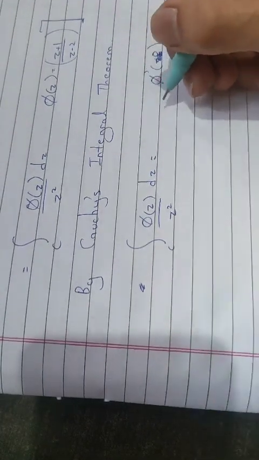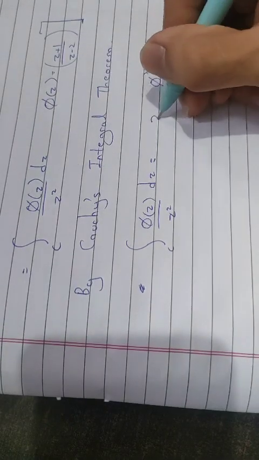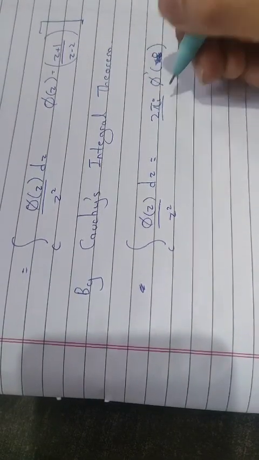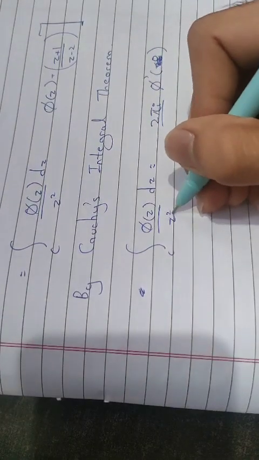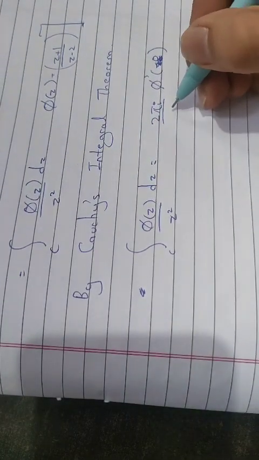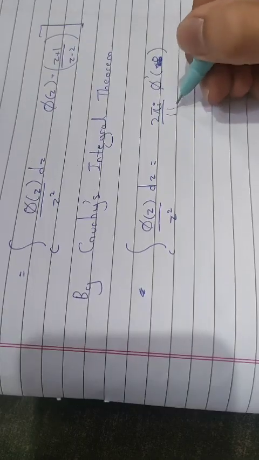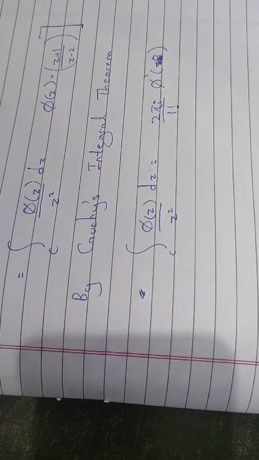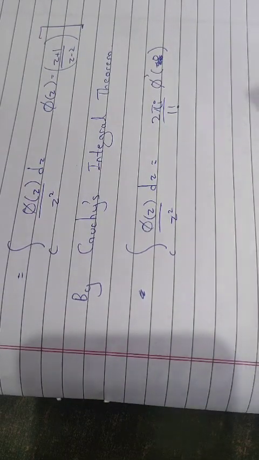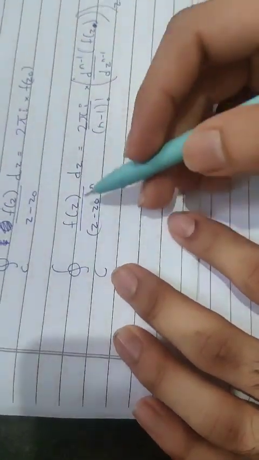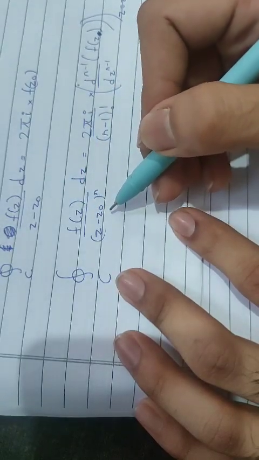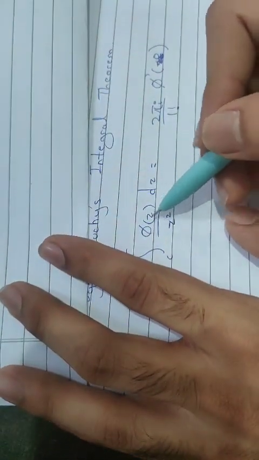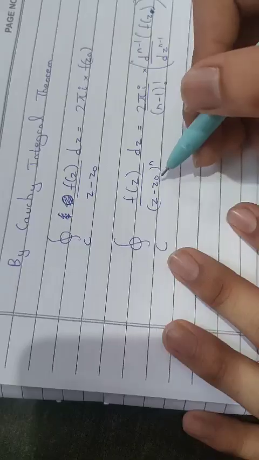So phi dash of 0 into 2 pi I upon n minus 1 factorial. Here our value of n is 2. So it will be 2 minus 1 factorial, which is 1 factorial. If you want, you can even have a look at the formula, this one over here. If you have a function like this, f of z upon z minus z naught, over here I have taken it as phi of z.